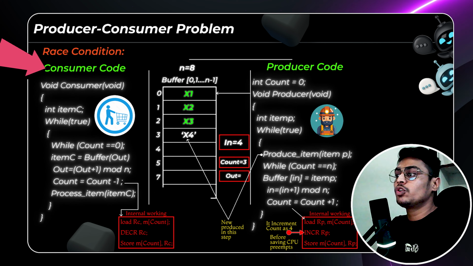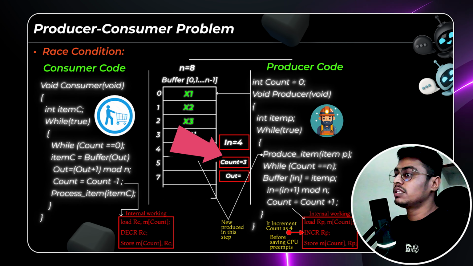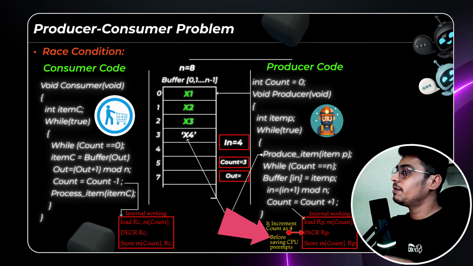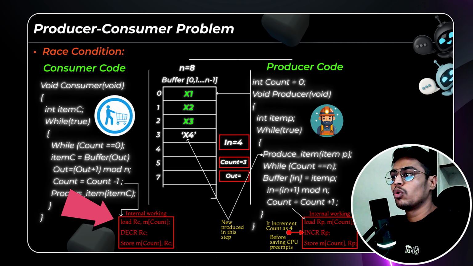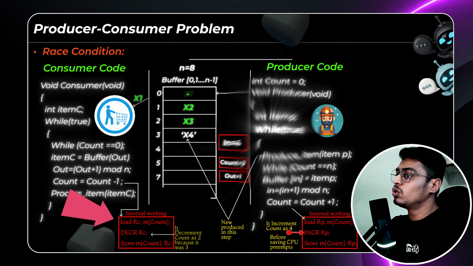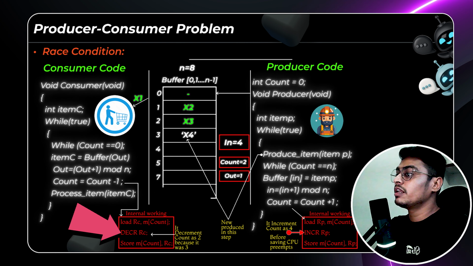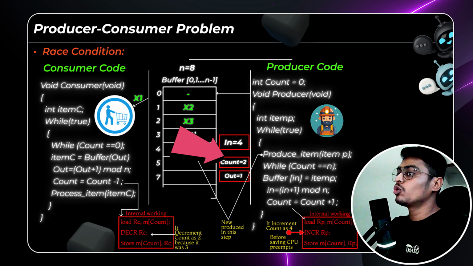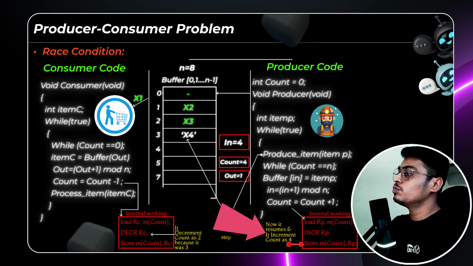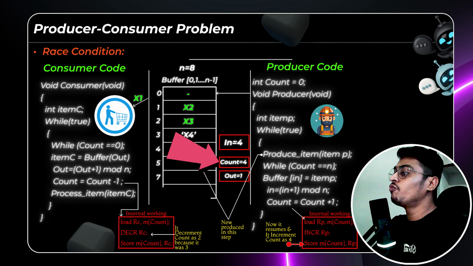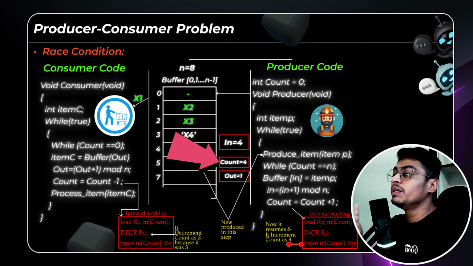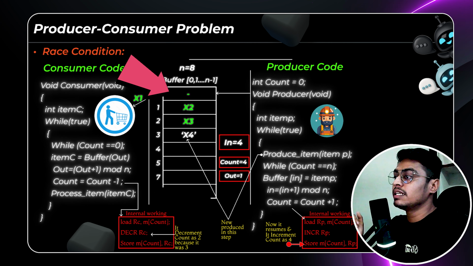Now the consumer executes and loads count, which is still 3, into register RC. The consumer decrements it to 2 in the register and stores it back to memory. Now the producer resumes and stores 4 to memory. Now the final count is 4, but it should be 3, as we can see in the example.